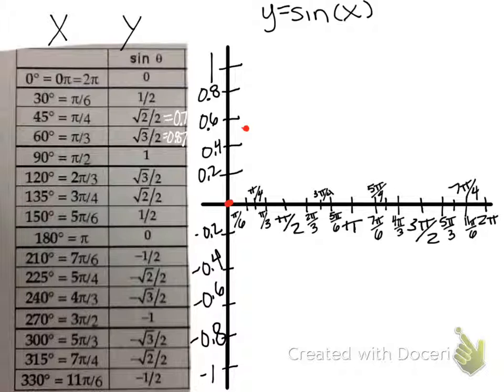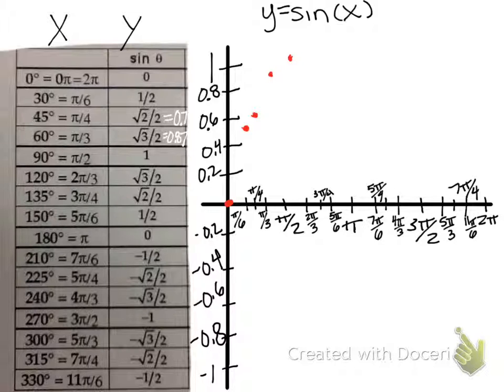Okay, so continuing to make our points, pi fourths would be at root 2 over 2, which we said is about 0.7. So that's about right here. Pi thirds is about 0.87, so a little bit higher still, maybe right here. And then pi halves is 1. So for pi halves, I'd go all the way up here to 1.